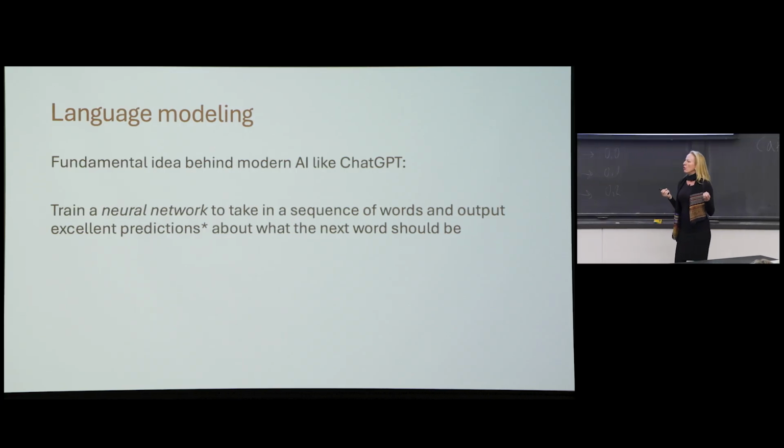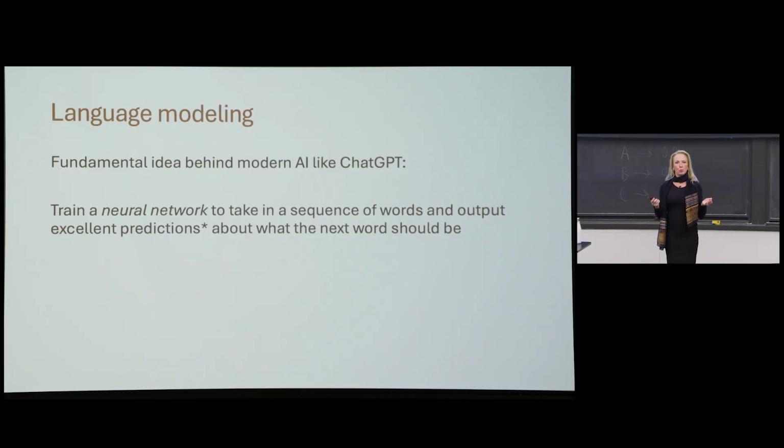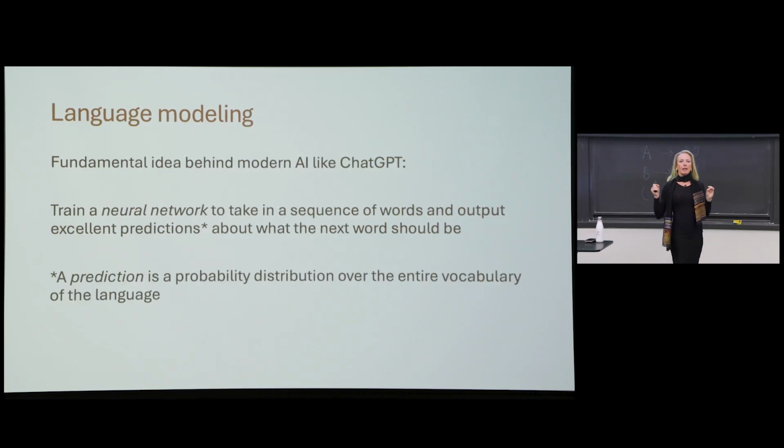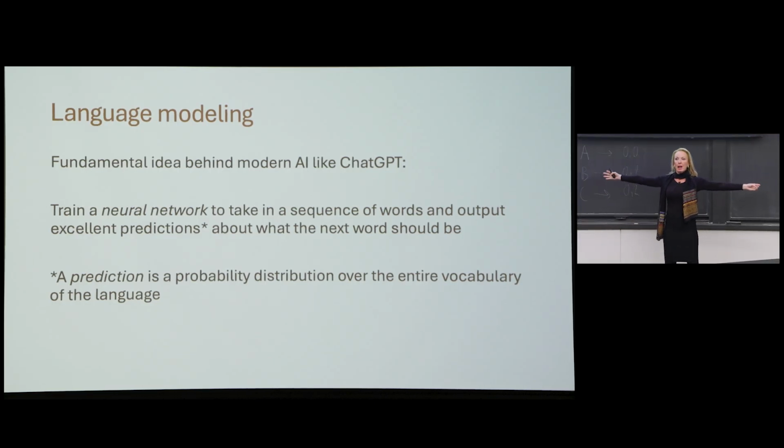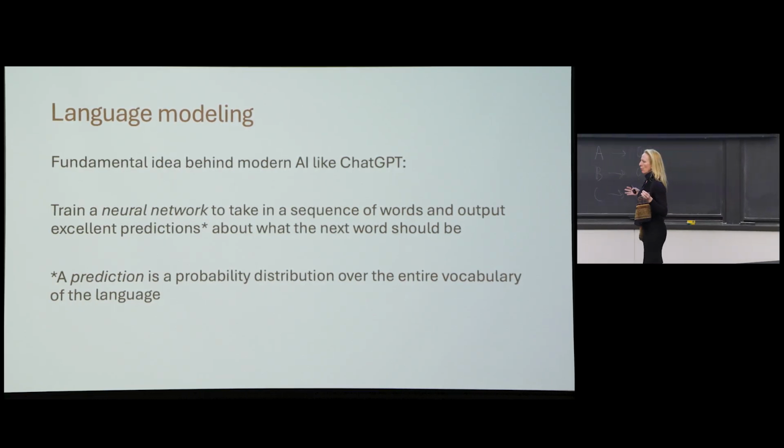We're going to train something called a neural network to take in sequences of words, so maybe prompts, for example, the kinds of questions you ask these machines, and output excellent predictions about what the next word should be. Excellent predictions about what the first word of the response should be, then given that what should be the second word, what should be the third word, and so on and so forth until you hit a point where you predict that actually, you know what, I'm done. No more words come next. A prediction here we're going to specifically define to be a probability distribution over the entire vocabulary of the language. Okay? This is the fundamental idea behind language modeling.